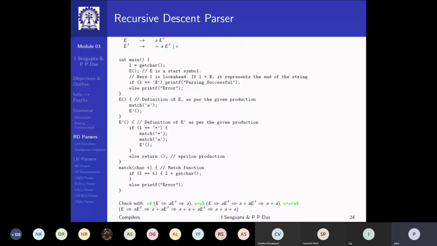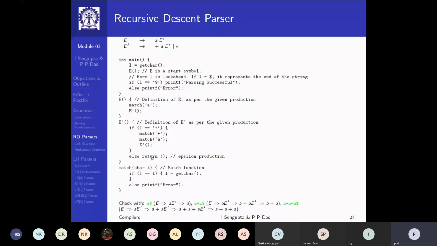So E prime produces a plus this. So I check if L is a plus. If L is a plus, then I do a match. Again, the same trick. I'm just figuring out that if I'm on the right track. If I'm on the right track, then I do a match. And if L is not a plus, then I know that there is nothing in the input that I must consume. So in the other case, I do not consume anything but just return. That's the case of the second production, the epsilon production.